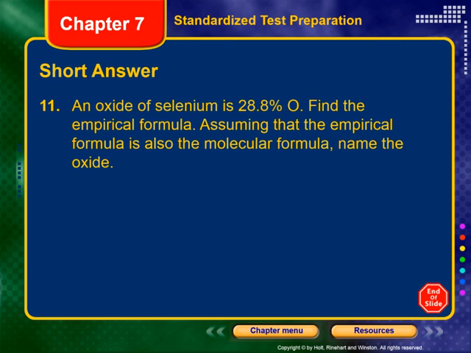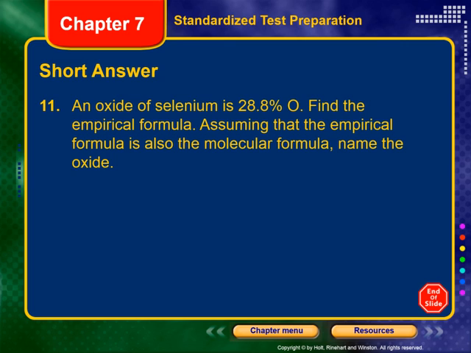An oxide of selenium, right, that means selenium that has some number of oxygens. An oxide of selenium is 28.8% oxygen. Find the empirical formula. Assuming that the empirical formula is also the molecular formula, name that oxide. Uh-oh, we got multiple things here. So please press pause and take those percent compositions.